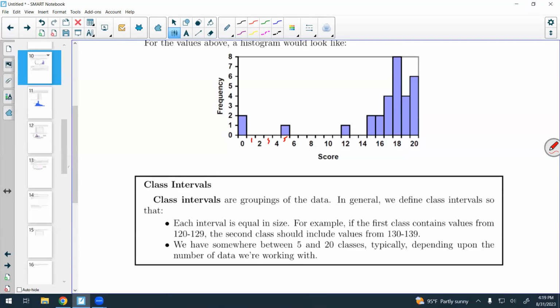If I have a larger spread of data, I may want to do what's called class intervals, which are groupings of data. In general, we define a class interval so that each interval is equal in size. So if the first interval contains 120 to 129, the second class would contain 130 to 139, and we try to have between 5 and 20 classes, typically depending on the number of data we're working with.